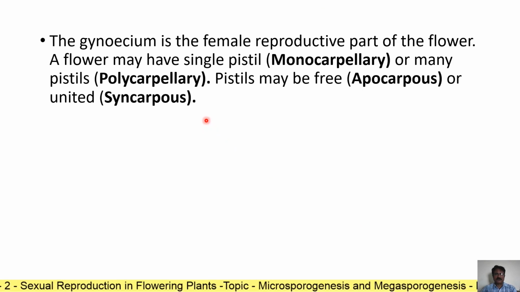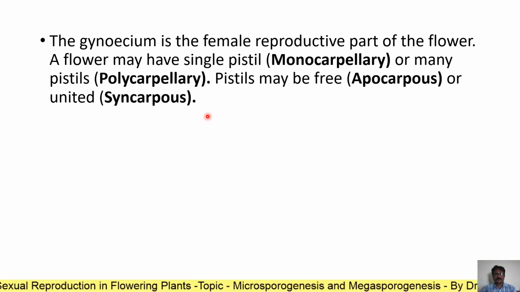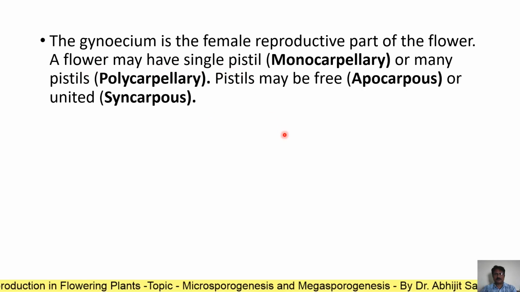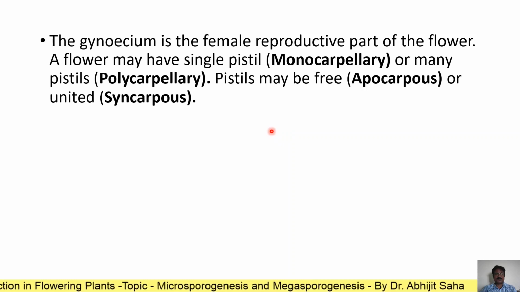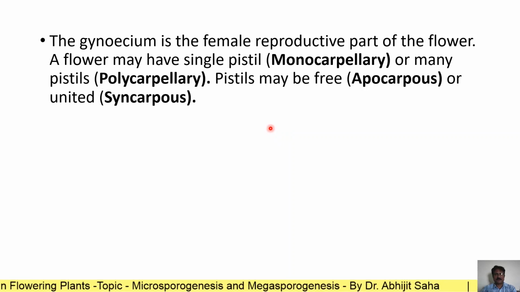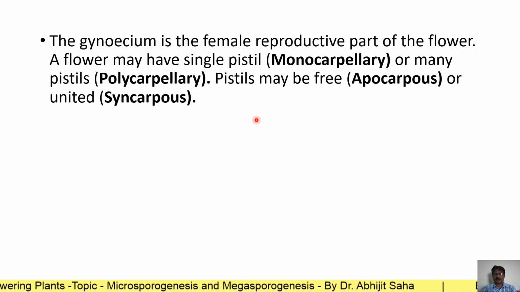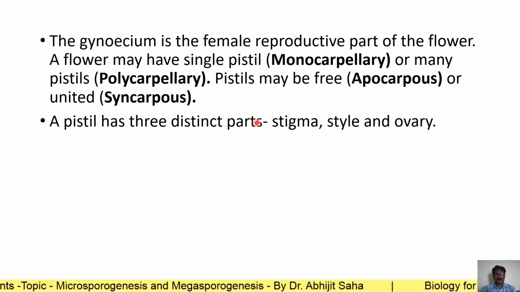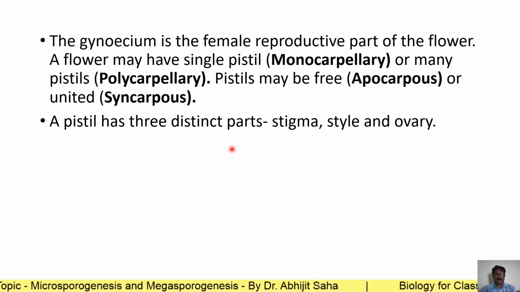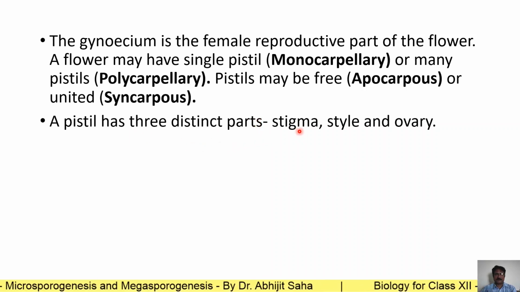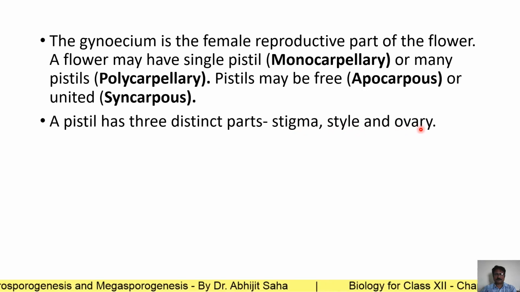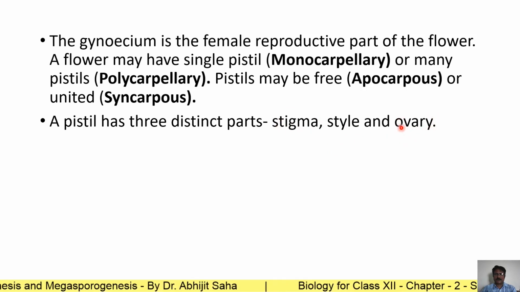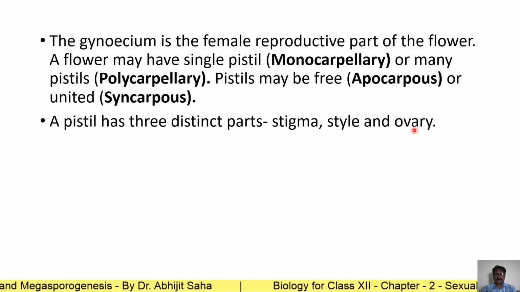The gynoecium is a female reproductive part. Any flower may have a single pistil, which is called monocarpellary, or it can have many pistils known as polycarpellary. These pistils can be free, called apocarpous, or may be united, or syncarpous. A typical pistil has three distinct parts. There is a stigma, style, and ovary. Stigma is the receptive part, and ovary is the swollen base inside which the ovules develop.